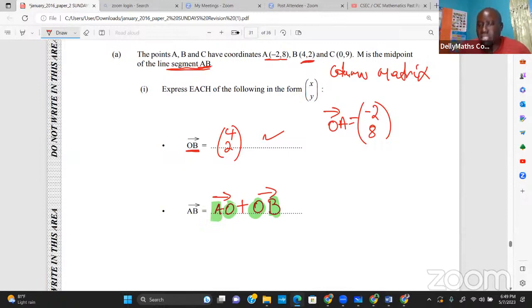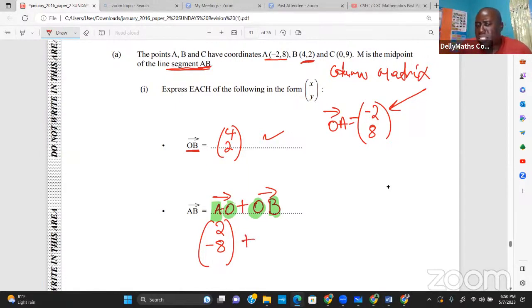Now, why do I go for that? Because I am about to use it. So I'm going to represent my AB from A to O. That means I'm going to go inverse to that, which means -2 becomes +2, +8 becomes -8. I'm going the other direction. So if I'm going the other direction, the sign on my components will flip.